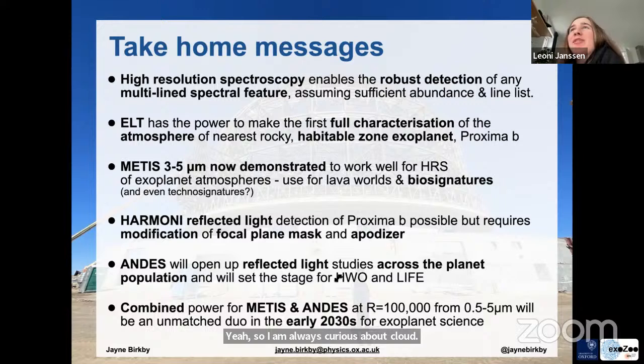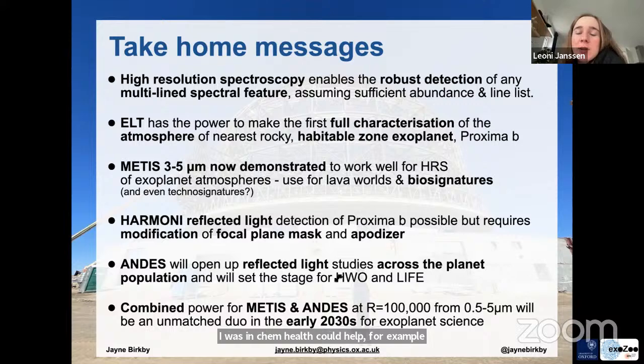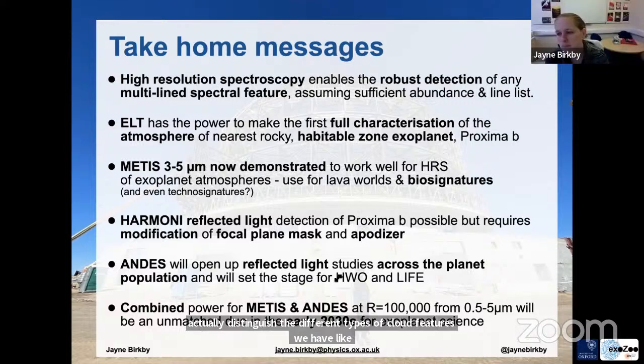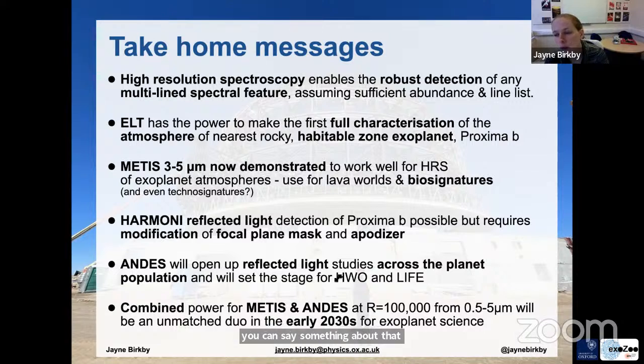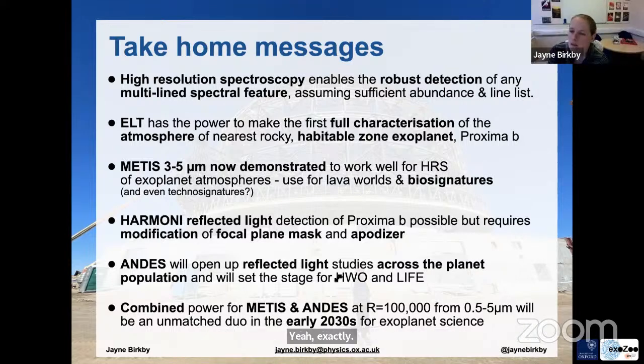I was wondering if high-resolution could help, for example, detect some cloud features at lower wavelengths that don't really fall in the range of JWST, because I find it quite hard to actually distinguish the different types of cloud features we have in the infrared. So maybe you can say something about that. So you're asking if we go to more optical wavelengths? Yeah, exactly.